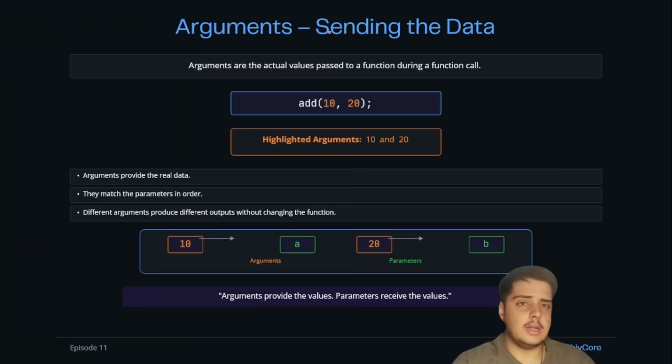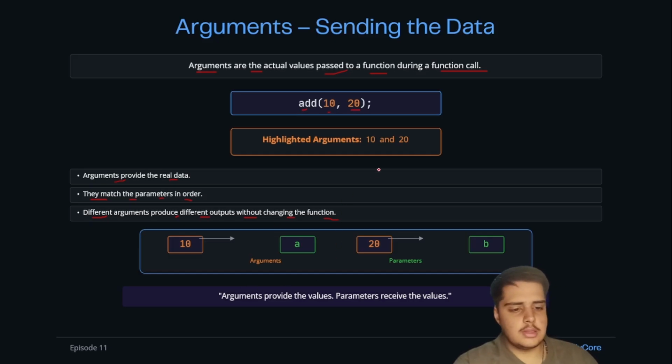Similarly, arguments are for sending the data. Arguments are the actual values passed to a function during a function call. Like here, 10 and 20 are arguments. So arguments provide the real data. They match the parameters in order. And different arguments produce different outputs without changing the function.